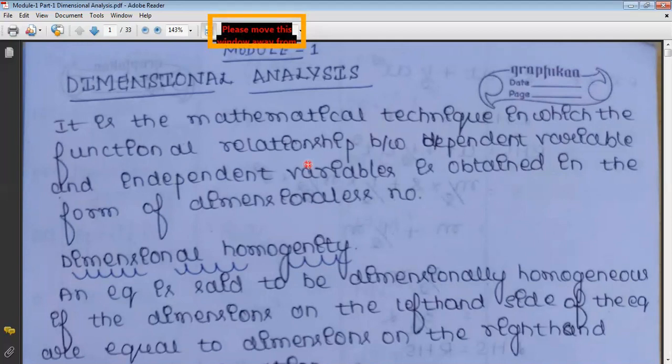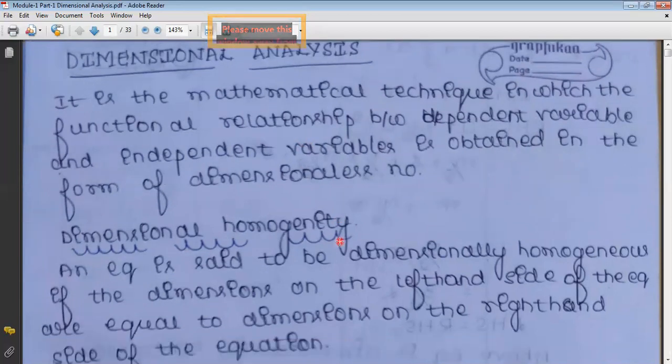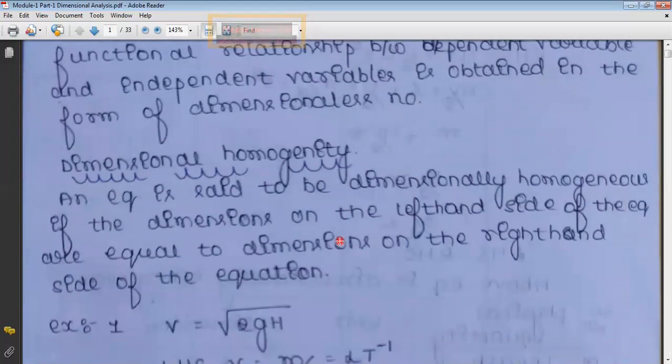Then you have to get a functional relationship between the dependent and independent variables. So these are the different applications of dimensional analysis. Next is dimensional homogeneity. As I said earlier, you have to validate any derived equation, meaning it should be dimensionally homogeneous.